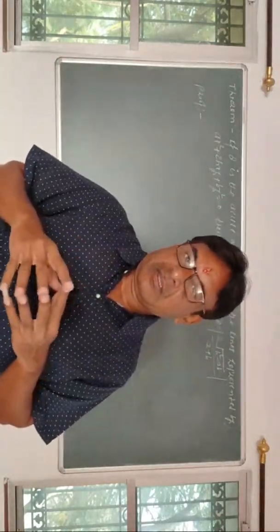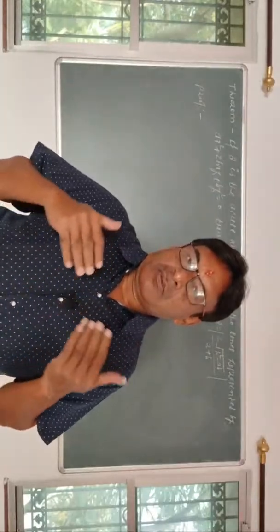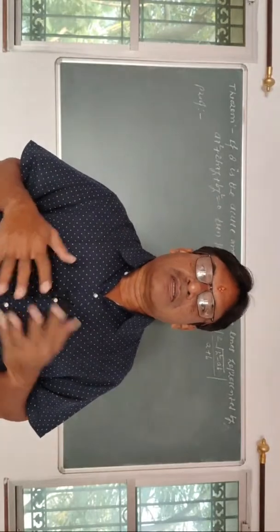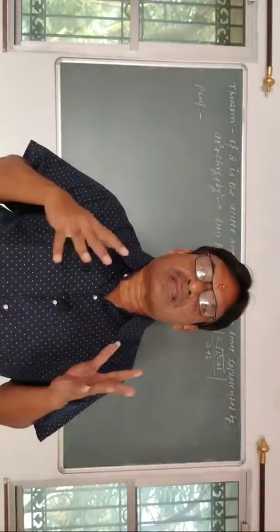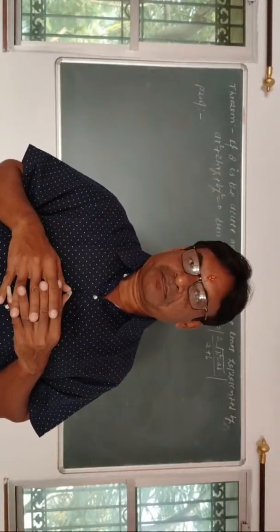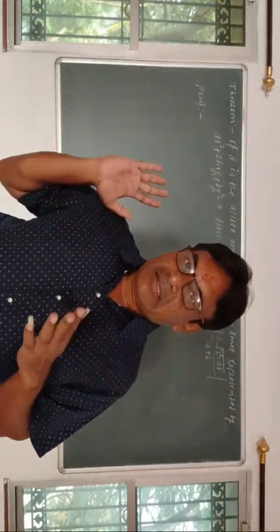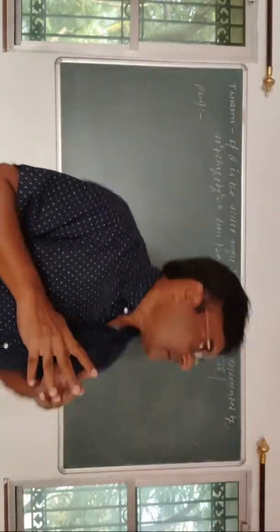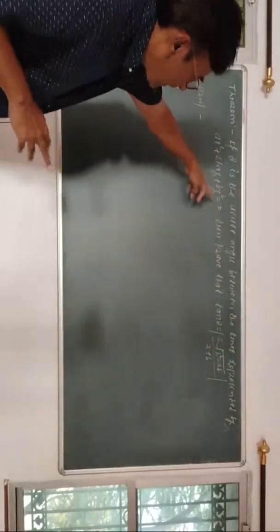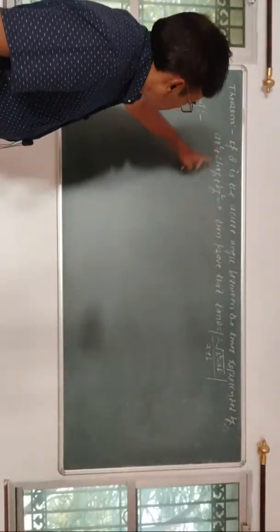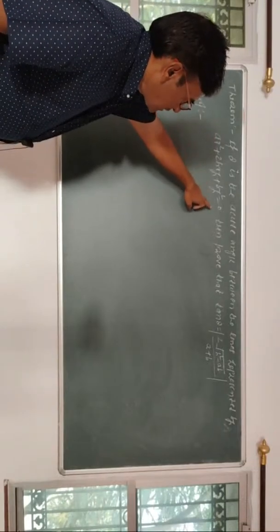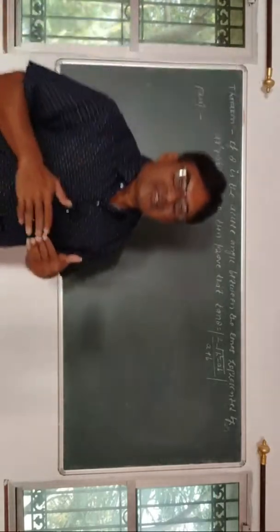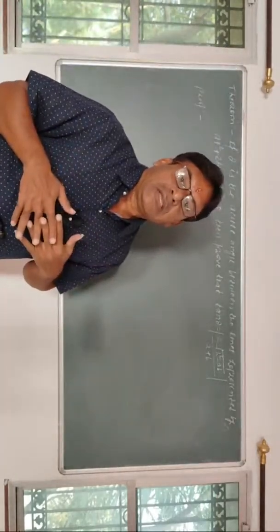Today we prove one theorem on a straight line for class 12 science. The statement of the theorem is: if theta is the acute angle between the lines represented by x square plus 2hxy plus by square equals to 0, then prove that tan theta is equals to mod 2 under root h square minus ab upon a plus b.